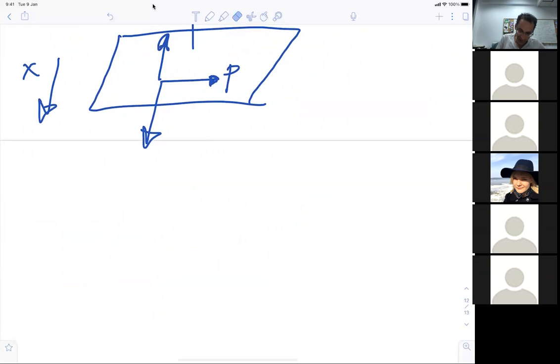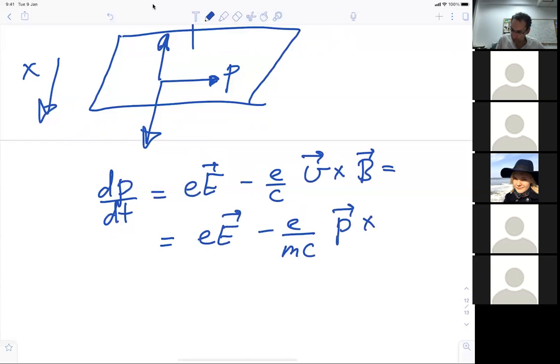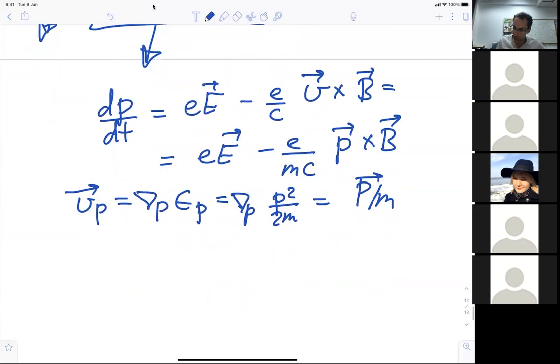Okay, so the equation reads that the force dp over dt is equal to eE plus minus e over c v cross B. And in the case of a parabolic spectrum, minus e over mc p cross B, where I assume that v is grad p of epsilon of p, grad p of p squared over 2m, which means p over m. Okay, so that's the semi-classical equation of motion.